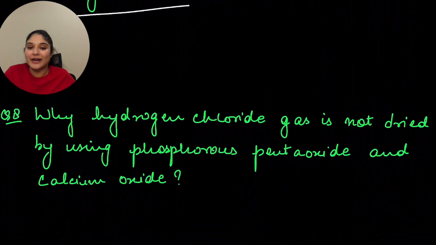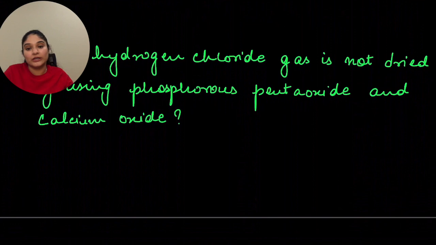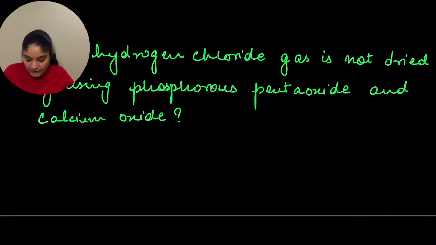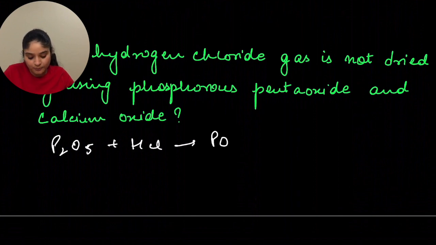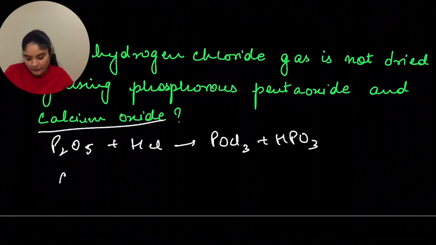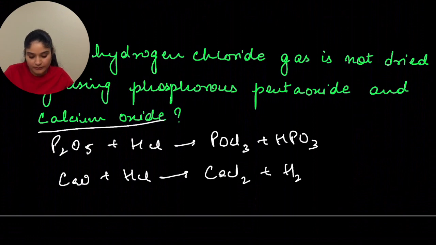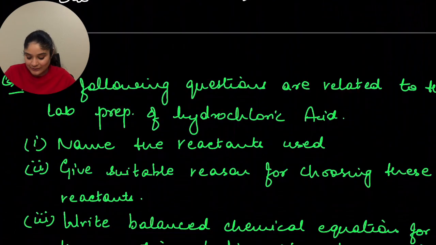Now next is, why is hydrogen chloride gas not dried by using phosphorus pentaoxide and calcium oxide? Again, what happens is that it ends up reacting with these particular substances. Let me give you the equations for it. Phosphorus pentaoxide will be P2O5 plus HCl gas coming in. That will give you POCl3 plus HPO3. And with calcium oxide, that would be CaO plus HCl, that will give you CaCl2 plus H2O. So instead of HCl getting dried by these substances, it will end up reacting with them. So let's move on to the ninth question.